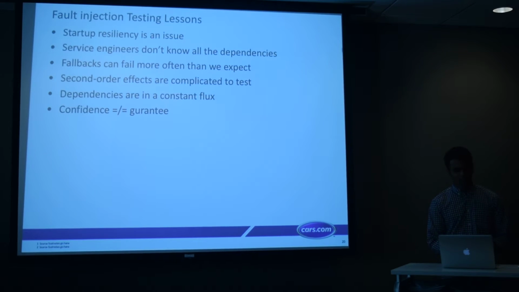more often. And service engineers also don't know all the dependencies of the system that they're building. Perhaps some of their dependencies have changed. Maybe they're using latest instead of a very particular version. We don't know. Maybe the contract between the services has changed, all that sort of thing. Fallbacks can fail. Your secondary fallbacks might not be enough for your application to withstand some sort of 10-fold increase in traffic. And again, second-order effects are very complicated.